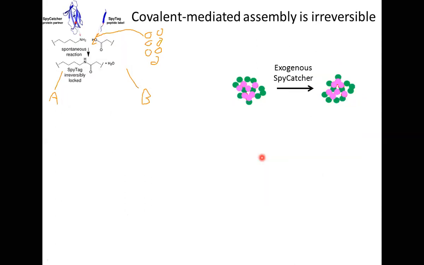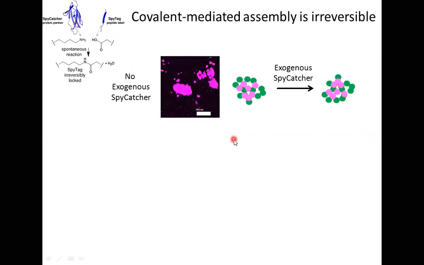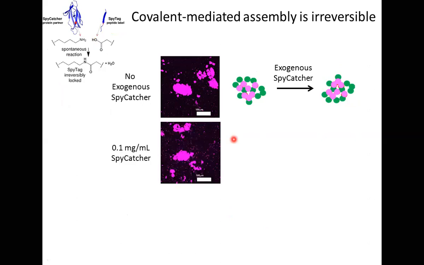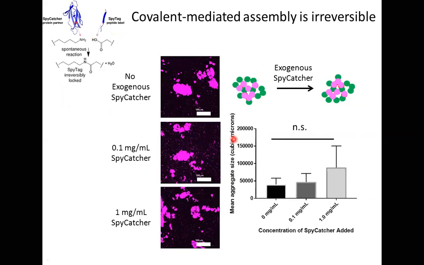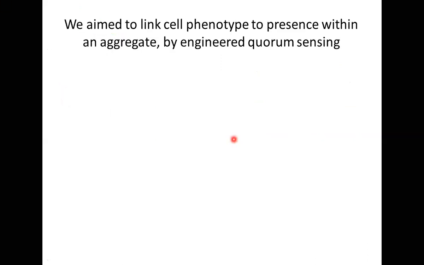All right. But if you try to play the same trick with SpyTag and SpyCatcher, you have a large aggregate, and a large aggregate. There is no significant difference between the sizes that are shown in all of these.